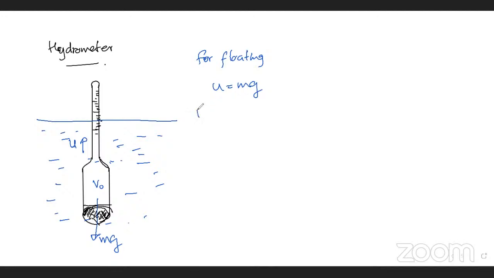Upthrust you can write as follows. The cross sectional area of this part is considered as A, and the length immersed in the liquid is considered as L. So the initial volume is V naught plus this stem volume, A times L. This is the volume V, so the upthrust is V rho g, which equals mg. You can write the density equals mass divided by volume.